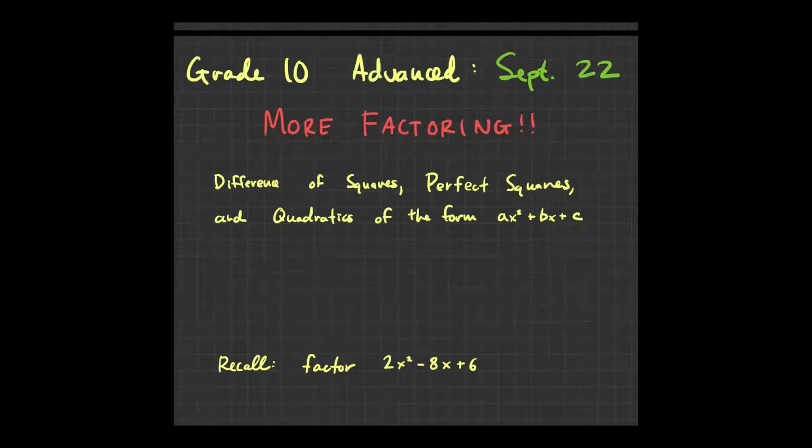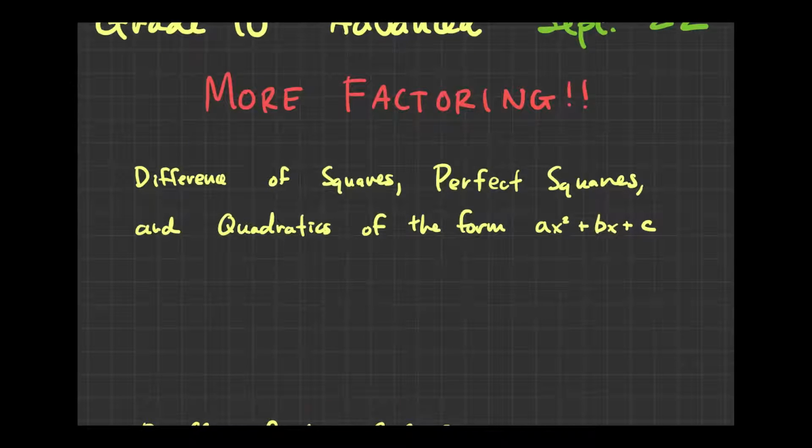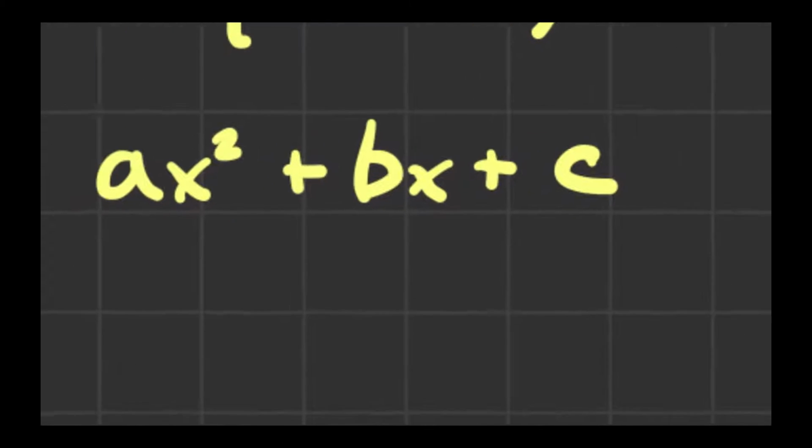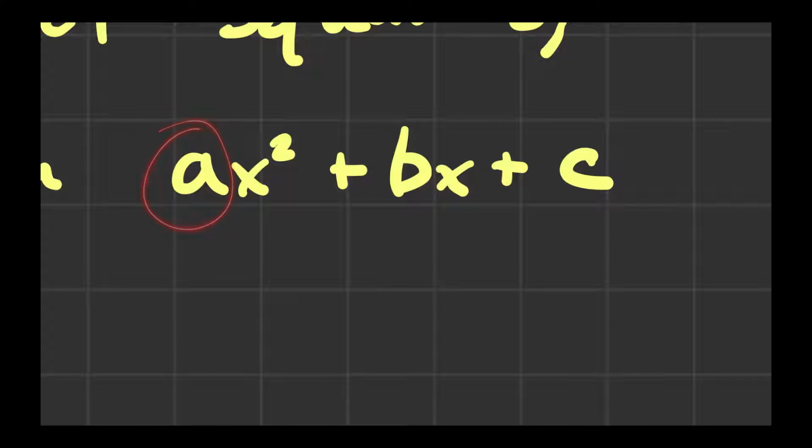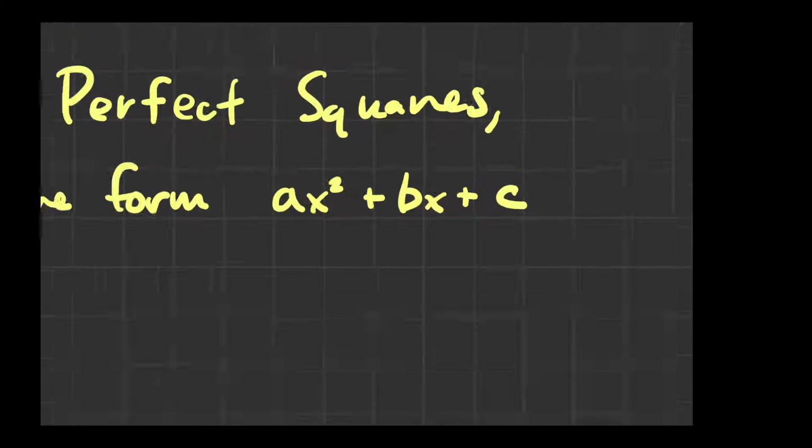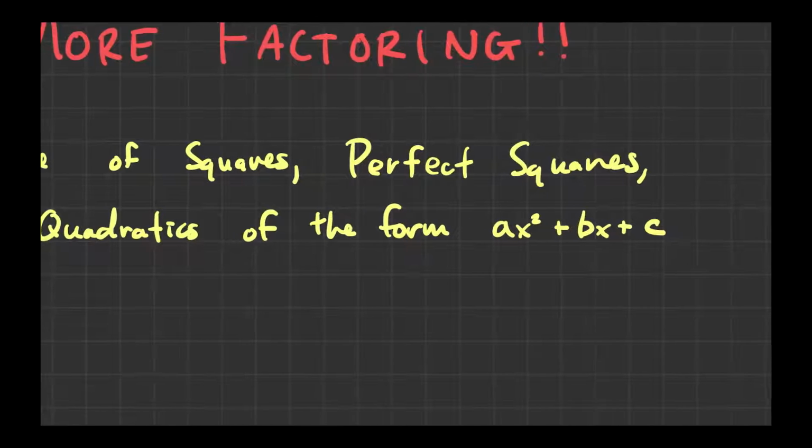So what I thought we would do is a quick review of what we did yesterday, and then today we're going to take it to the next level. We'll talk about difference of squares, perfect squares, and then quadratics of the form ax squared plus bx plus c. The main difference is that now we have a coefficient in front of the leading term. Before, we were just looking at quadratics that didn't have anything in front. It's a slightly different process when you have an a there, or some other number that's not 1. There's an extra step.